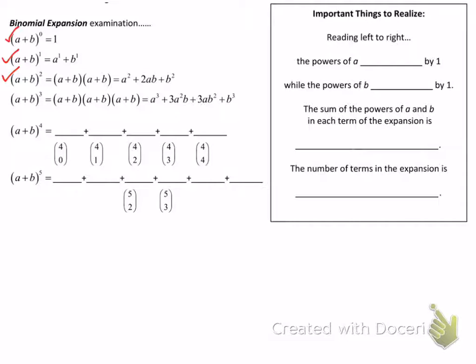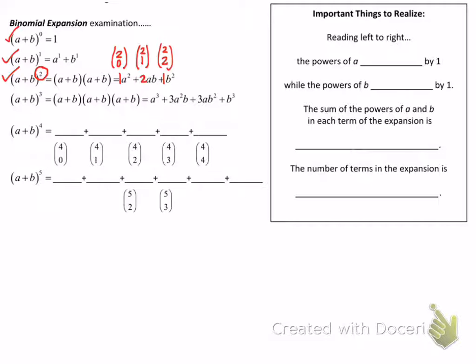If you notice, for being squared, we have coefficients of 1, 2, 1. And that's Pascal's triangle, row 3, or it's 2 choosing 0, which is 1, 2 choosing 1, which is 2, and 2 choosing 2, which is 1. Now, how do I know to start with 2 on top? You go back to the exponent that you're asking to expand by.